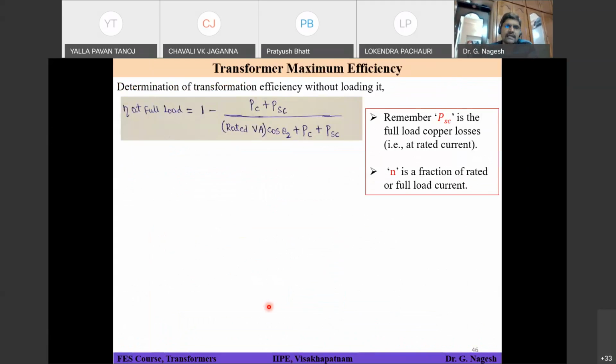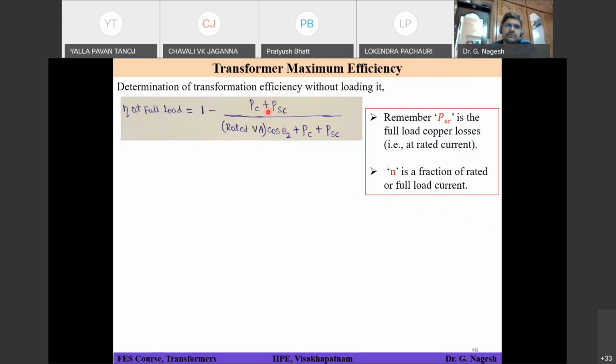That means if I want to calculate the efficiency at some other load current, this value PC, which you have got from conducting the no load test, will be constant. It is not going to vary. Okay, what about PSC? PSC stands for what? Copper loss. Does copper loss depend on current or not? Yes, sir. It is I square R. So copper loss depends on I square, generally given as I square R. So it depends upon the current.